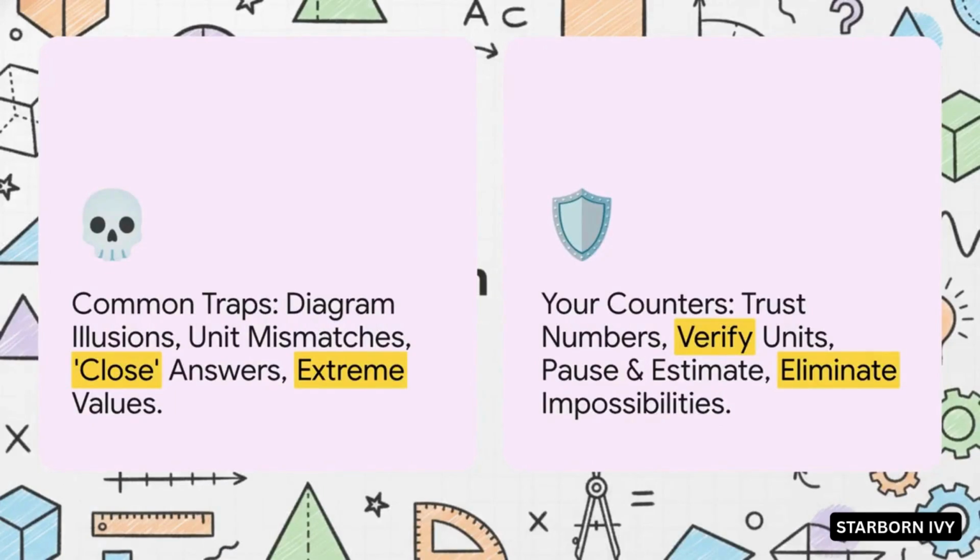And this lays out the game plan perfectly. For every trap, there's a counter. When they give you a misleading diagram, you trust the numbers. When they try to trip you up with feet versus inches, you verify all your units. My personal favorite is the close wrong answers. Those are the answers you get if you make one tiny common mistake. The counter? Before you even solve, just pause and estimate. Does your gut tell you the answer should be something small, like around 10? Then an answer choice of 150 is almost certainly a trap.